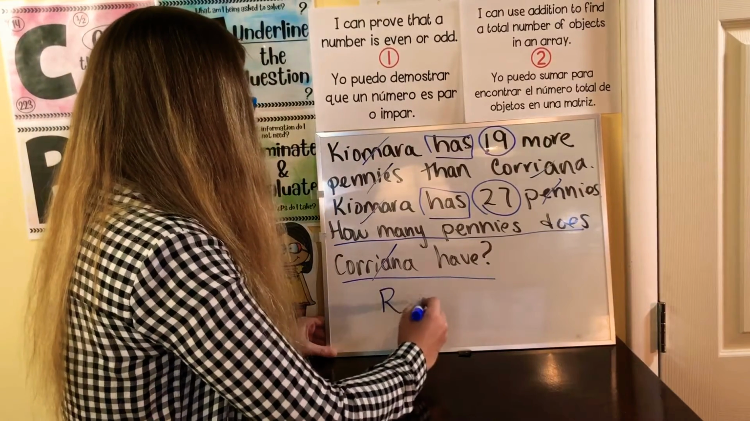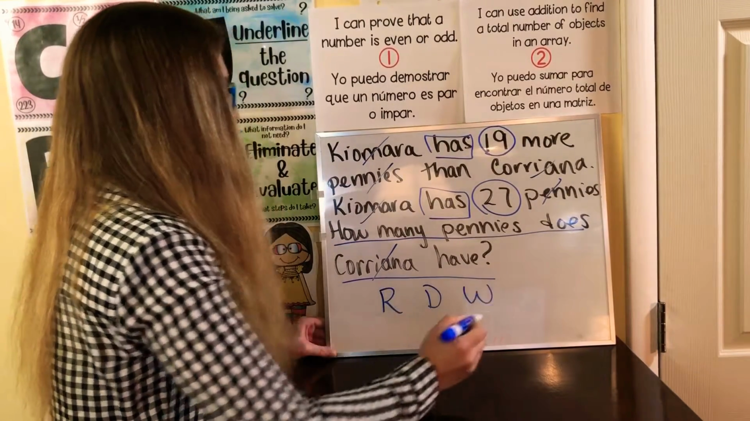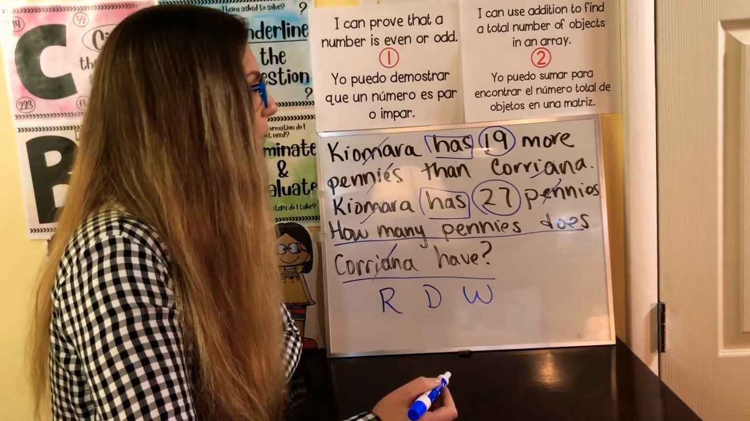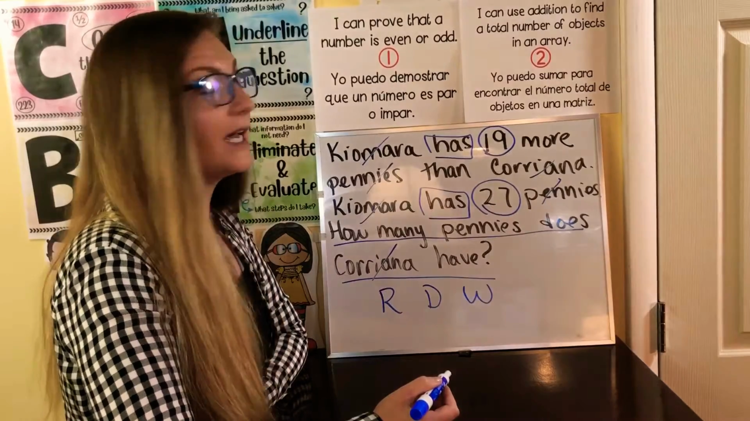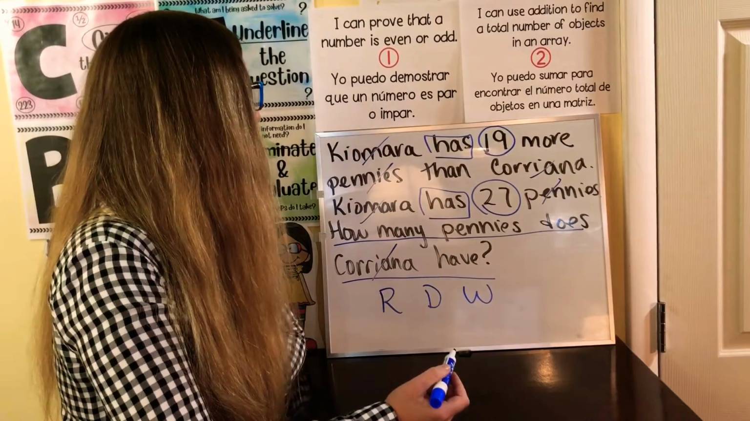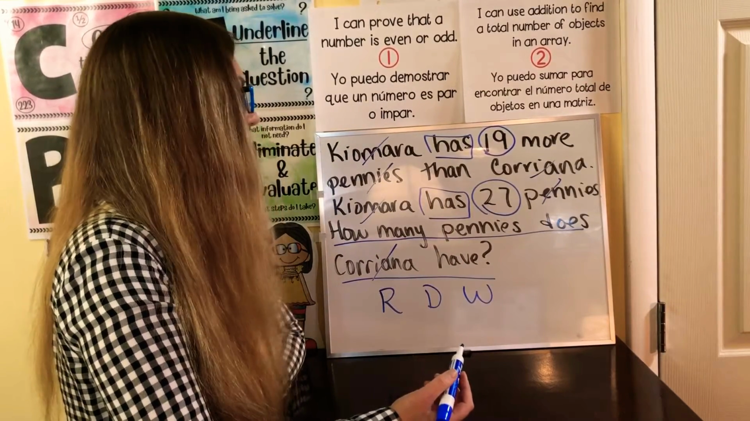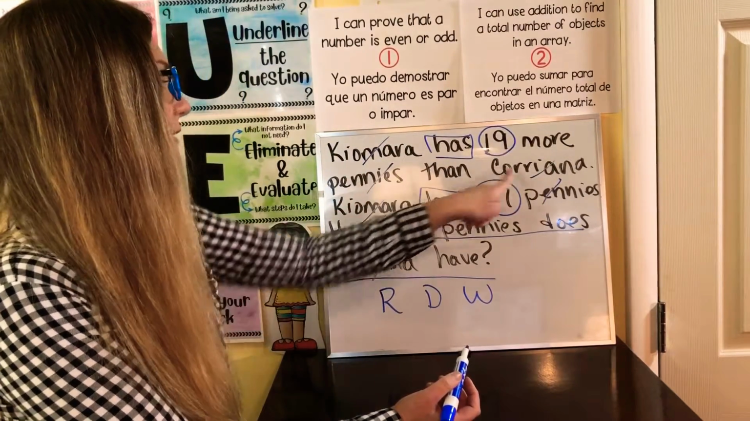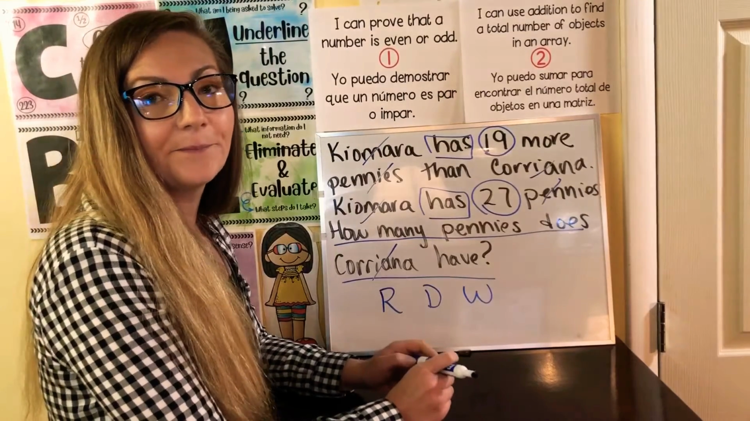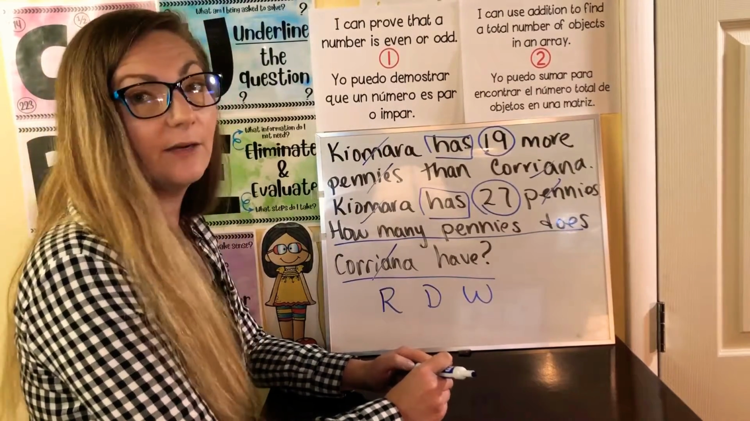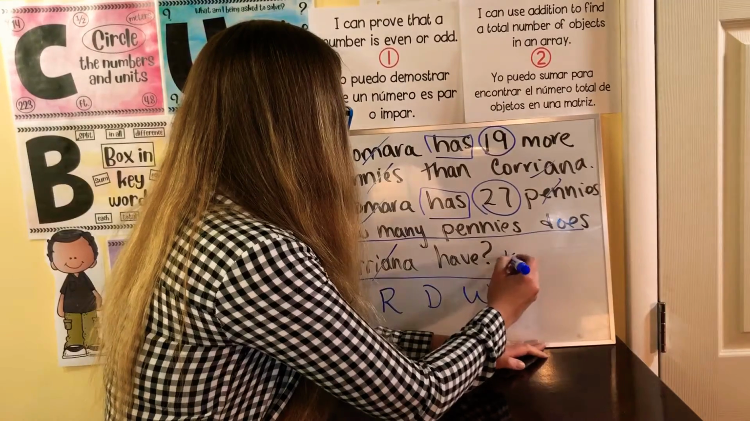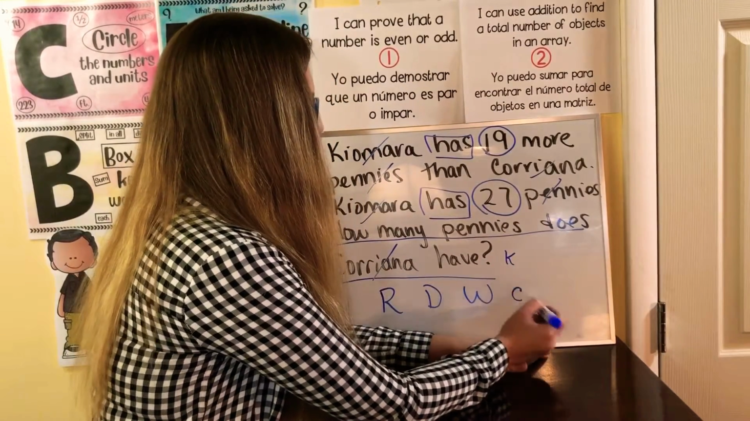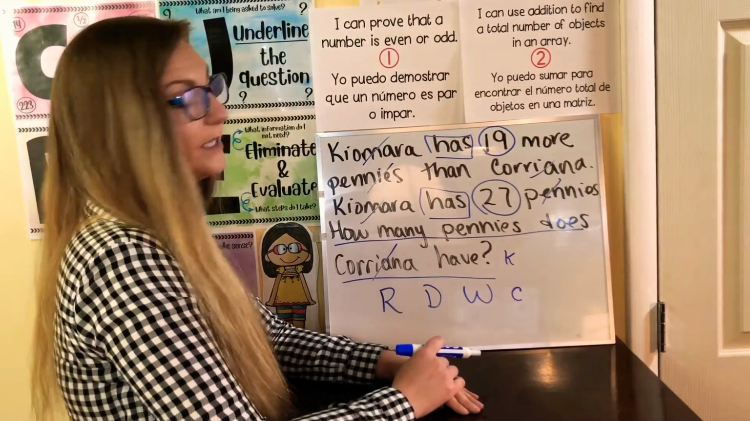So we've read, now we need to draw, then we will write. So we need to draw either a number bond or a tape diagram to show who has more. So who has more, Kiomara or Corriana? Kiomara has 19 more pennies than Corriana. Who has more pennies? We need to think about that. If you're doing a tape diagram, you have to make a bar for Kiomara and a bar for Corriana. Whose bar is going to be bigger? You need to think about that.